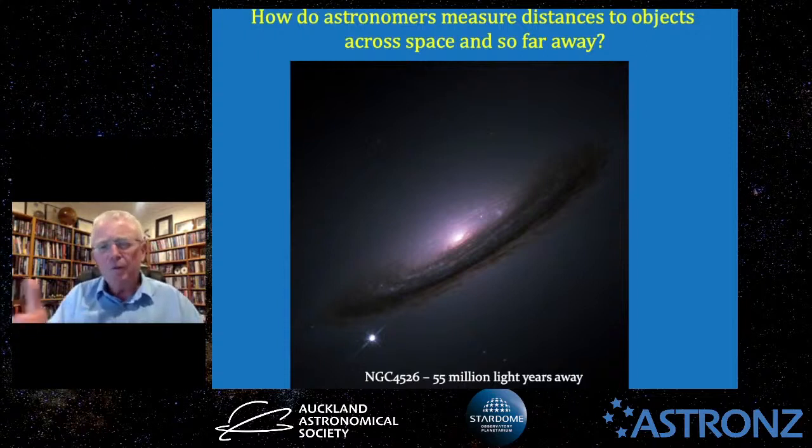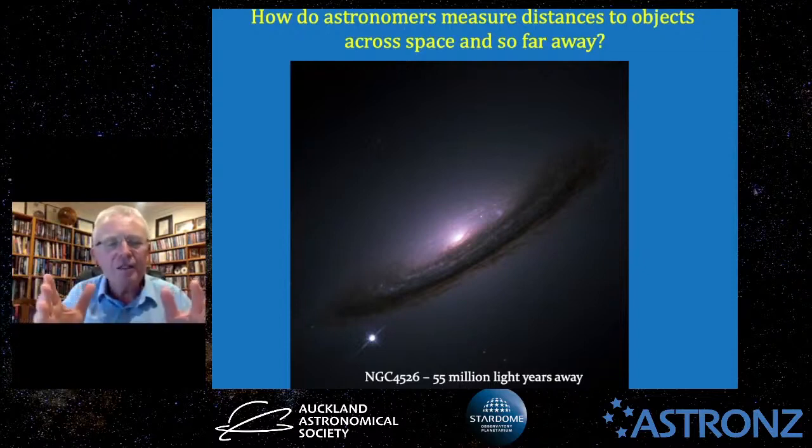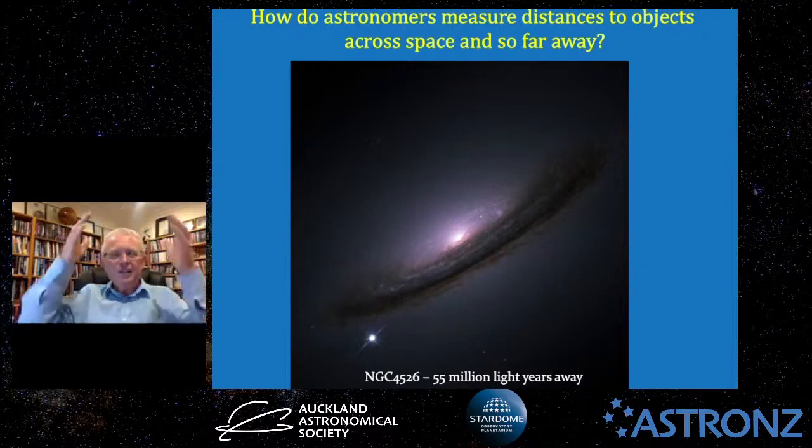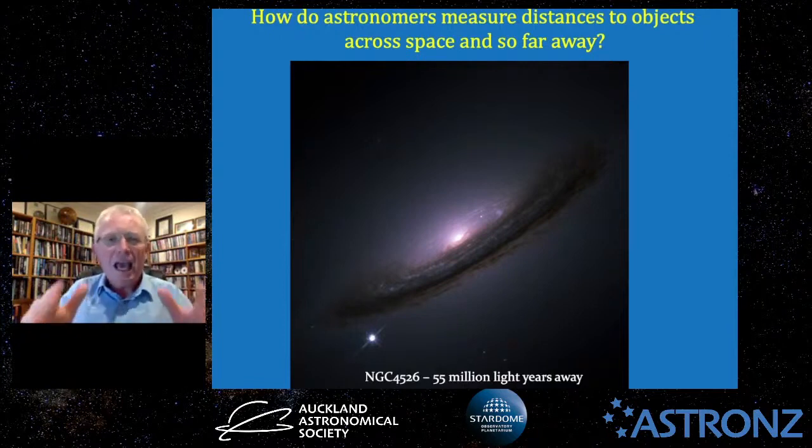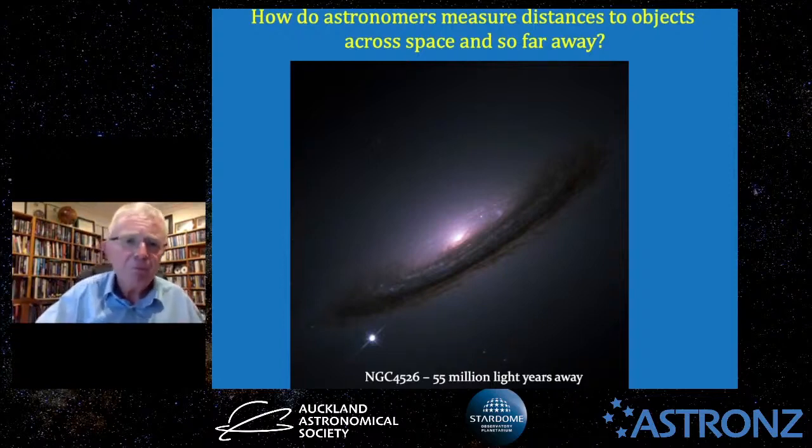So, this beautiful image is one of my favorites. You come across beautiful images like this distant galaxy, it might be on the internet or in a book, and almost always, like with this galaxy NGC 4526, they quote the distance, how far away it is from us, in this case, 55 million light years away. And you can't help but think, how do these guys know this? How do astronomers measure distances to objects across space that are so far away?